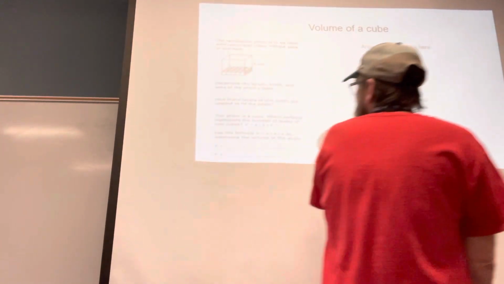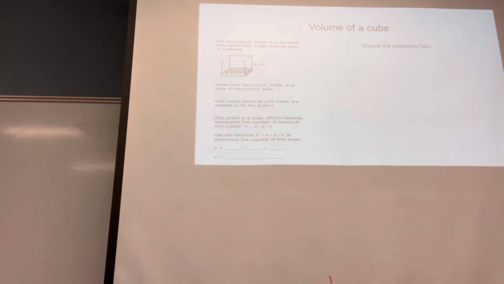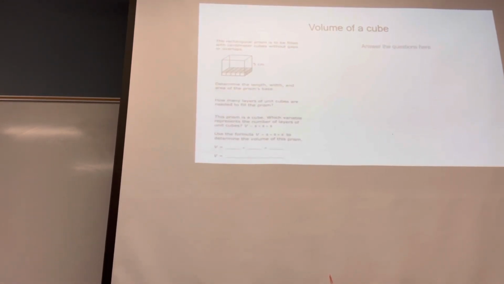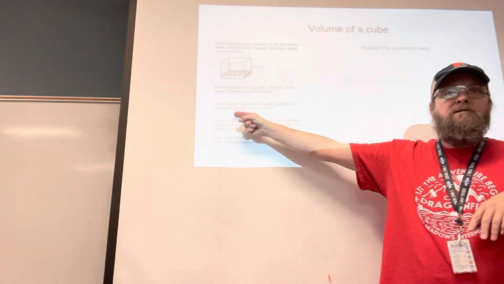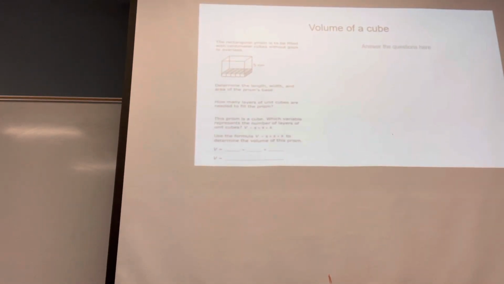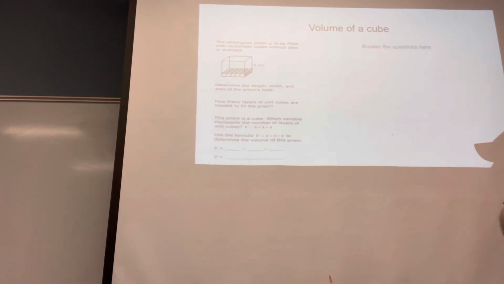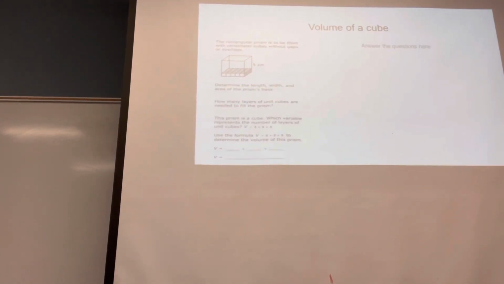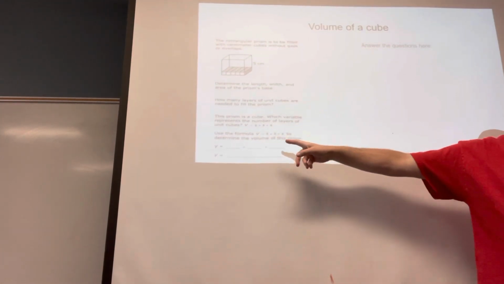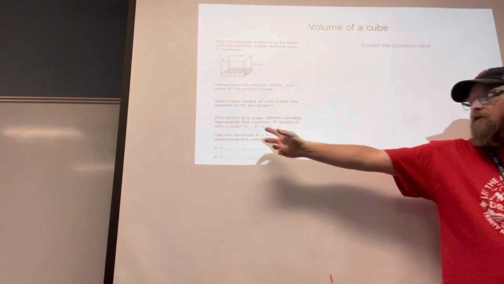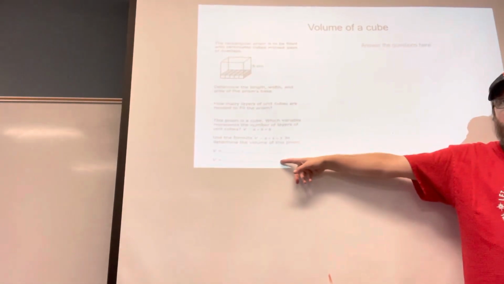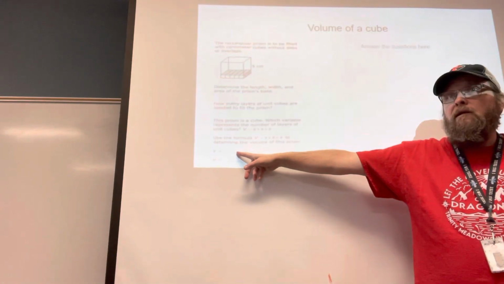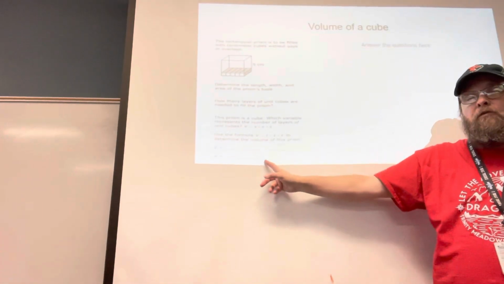Next question is, how many layers of unit cubes are needed to fill the prism? Mina, how many layers are we going to need to fill the prism? Five layers. Excellent. So we're going to need 5 layers to fill the prism. The prism is a cube. Which variable represents the number of layers in unit cubes? So this is just like length times width times height, but it's all the same. So they're doing side times side times side. So now we're going to fill in the variables with the numbers we know. So Buddy, what 3 numbers should go here? It's the same number for all 3 because it's a cube.